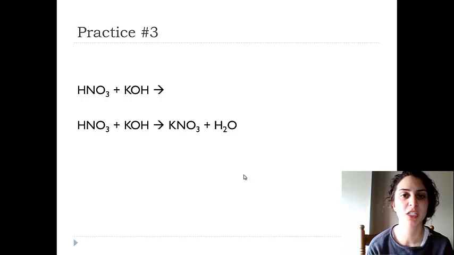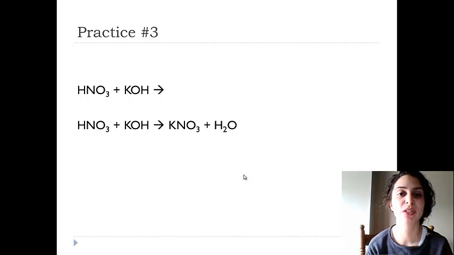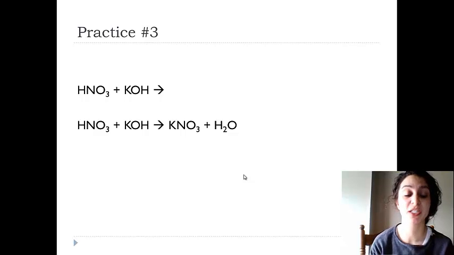So we have already been exposed to a double displacement reaction, so these neutralization reactions shouldn't be too difficult for you. We're going to do some problems in class, but this is just to introduce you to it.